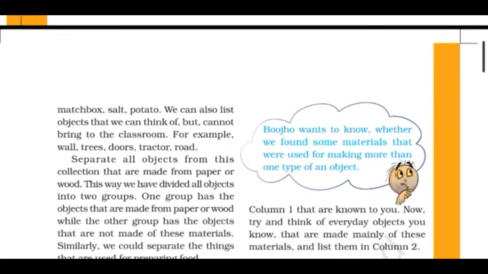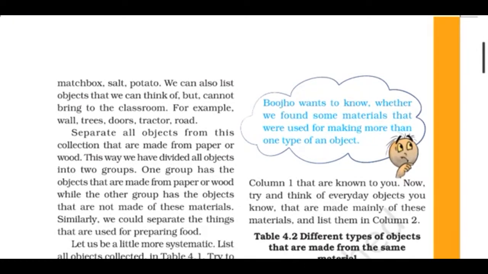So how can we separate? You can separate depending upon the size of the material, depending upon the shape, and depending upon the material which is placed outside the home, outside the house, and you can separate depending upon the usage of the particular object. That is what they explain: separate all objects from this collection.